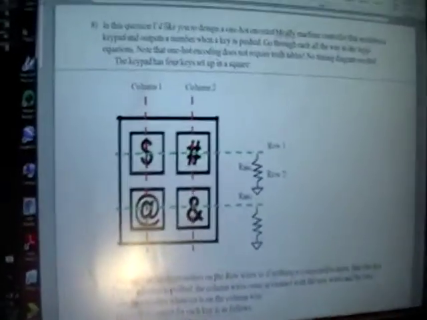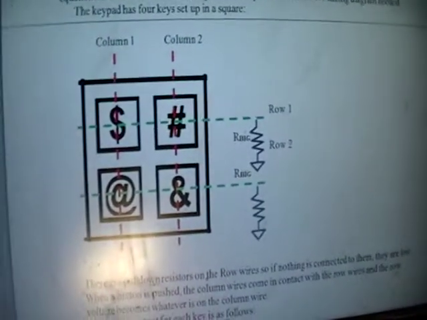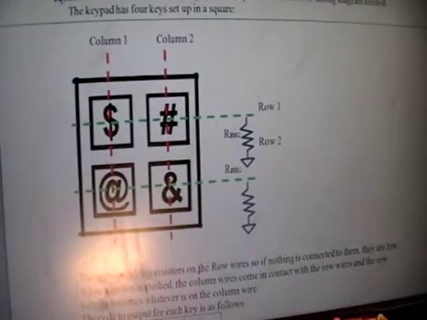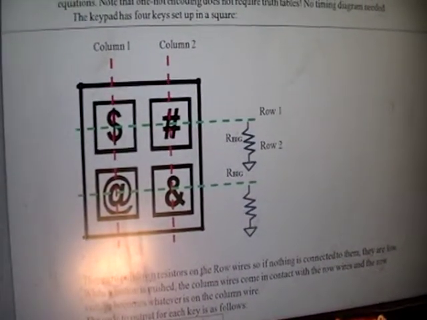Hi there. There's been a request for an explanation of the last question on the homework, so I'm going to try to give you a little better picture of what's going on here. On the last problem on the homework, I've got this keypad right here with 4 buttons on it: a dollar, a number, an @ mark, and an ampersand.